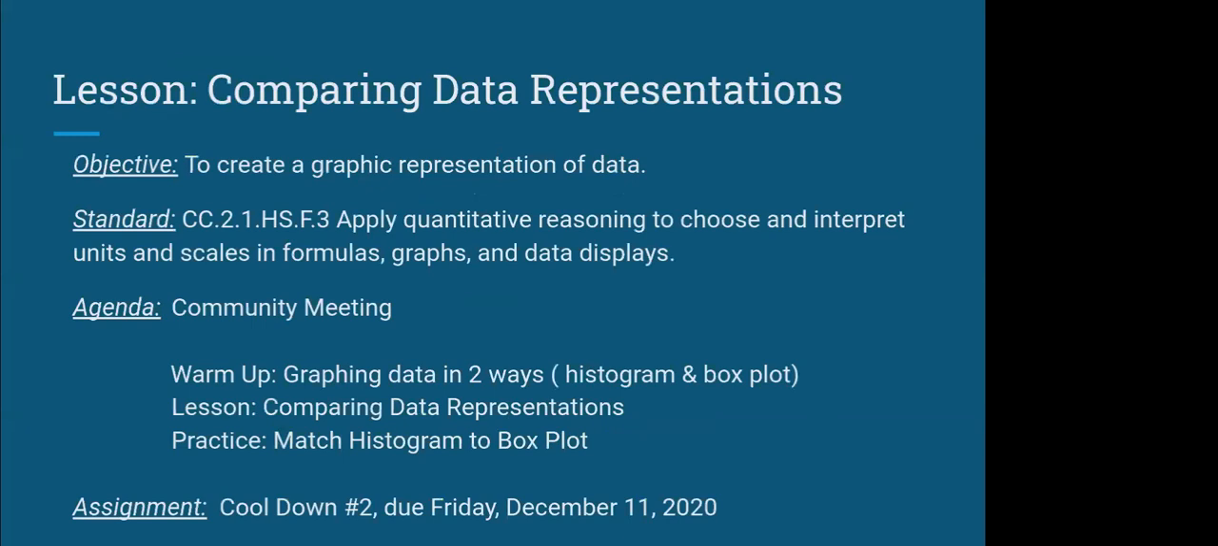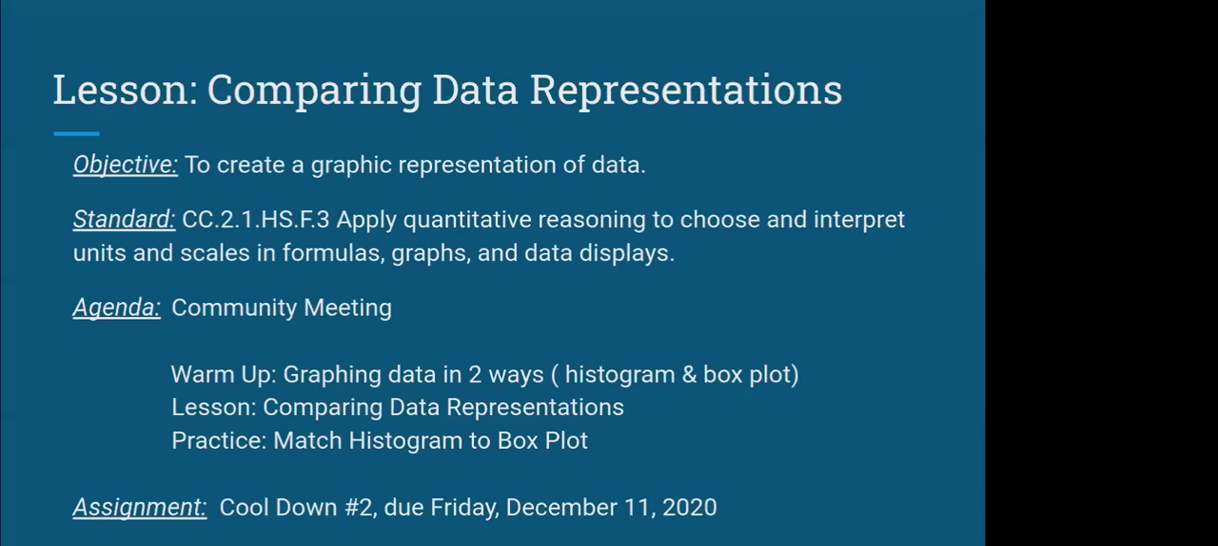So here's what we have today. We are going to talk about comparing data representations. Specifically, we are going to talk about histograms and box plots. And our objective, again, is to create graphic representations, but to also critically analyze what we see. What is the graph telling us? What data is being displayed? And again, the standard comes from the state of Pennsylvania, what they expect to be taught in this class, so that my lessons align with it.